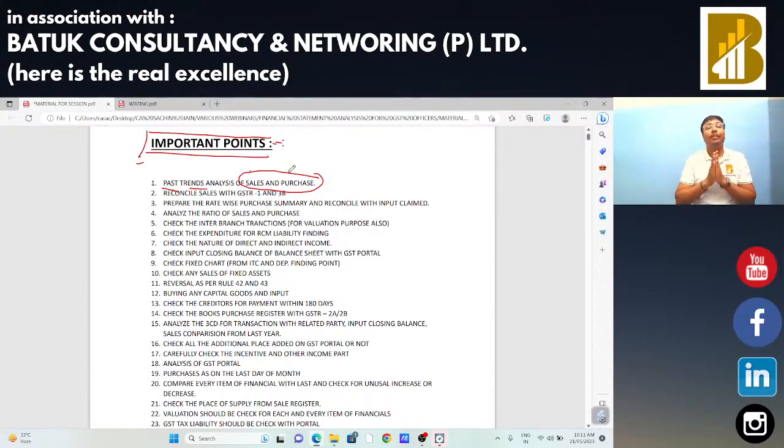Sir, first point. When you get the financial statement, this is your first responsibility to check the past trends analysis of sales and purchase. Suppose last year the sales was 5 crore rupees, and in the current financial year there is a sales of just 2 crore rupees.